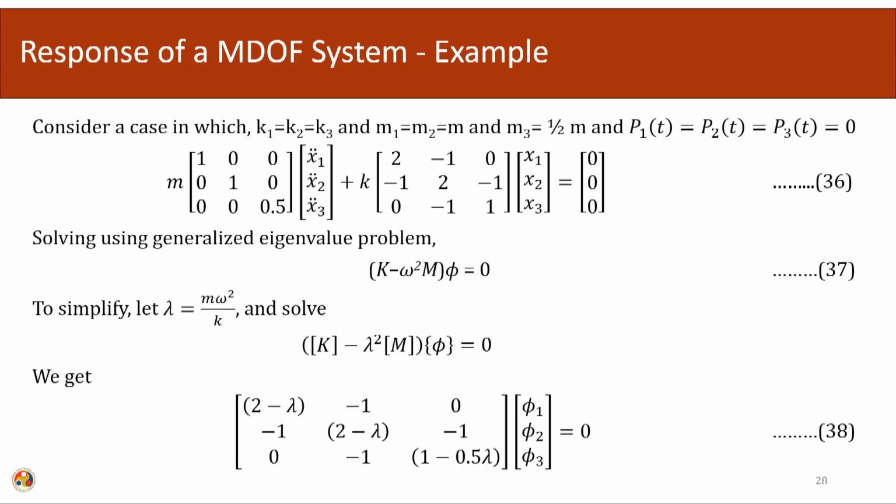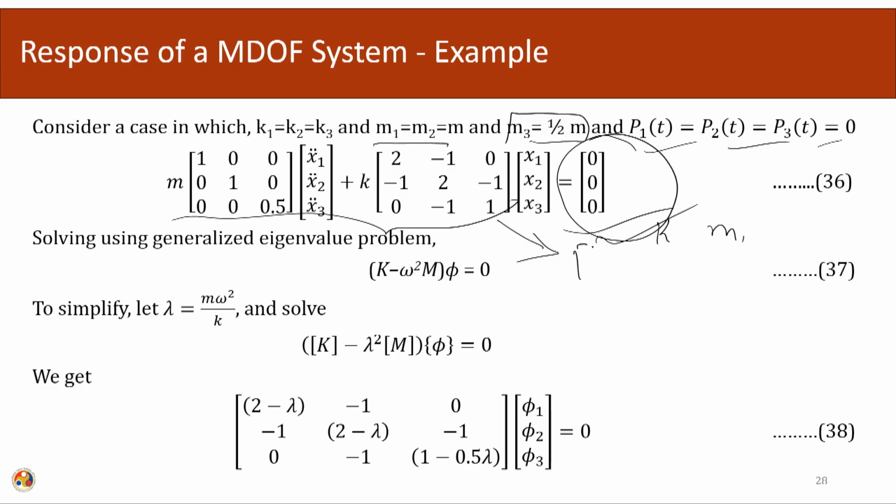We take a simple case in which we take the values of all k's as equal, and all m as equal. So m1 and m2 equal m, and m3 equals half of m, and the forces are 0. If the external forces are 0, then this system goes into an undamped free vibration, with damping C equal to 0 and the externally applied load 0.